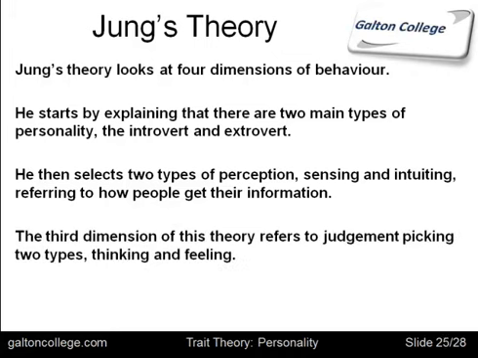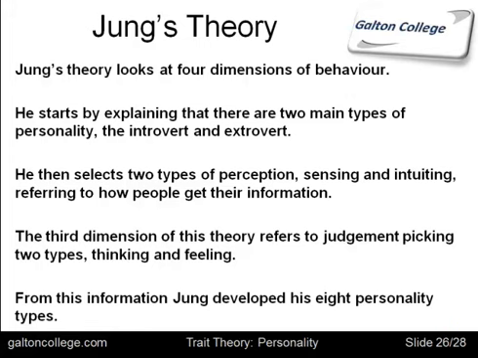The third dimension of this theory refers to judgment picking. And there are two types, thinking and feeling. Well, the sensing is the feeling. It's what we're picking up from touch, from sight, what we see, what we hear, and so on. And the feeling is what we're trying to make sense of it, how we judge it. So from this he developed 8 personality types.